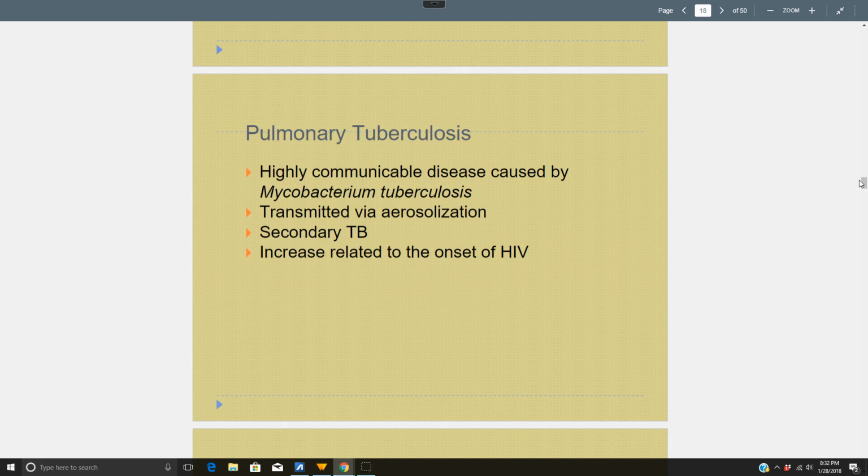TB should be considered for any patient with a persistent cough or any other manifestations compatible with TB, such as weight loss, anorexia, night sweats, hemoptysis, shortness of breath, fever, or chills. Okay?